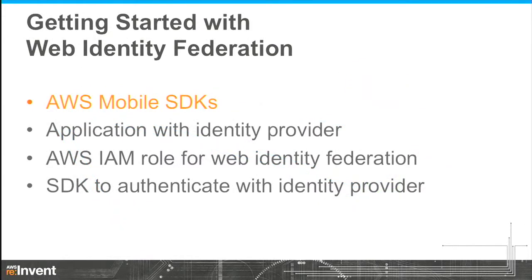So what do we need to get started with Web Identity Federation? Well, on top of the AWS mobile SDKs, which actually handle the communication with STS, we need an application with our identity provider. We're going to do Login with Amazon. We need an AWS IAM Role for Web Identity Federation. And then we need an SDK with the identity provider in order to glue everything together.